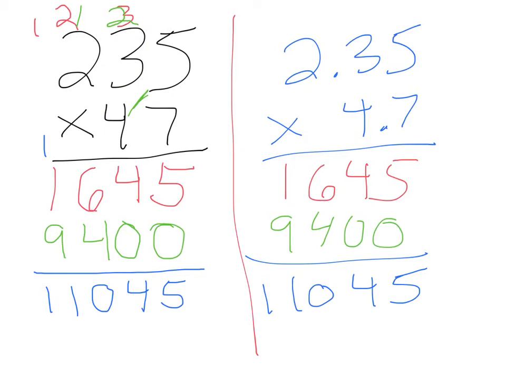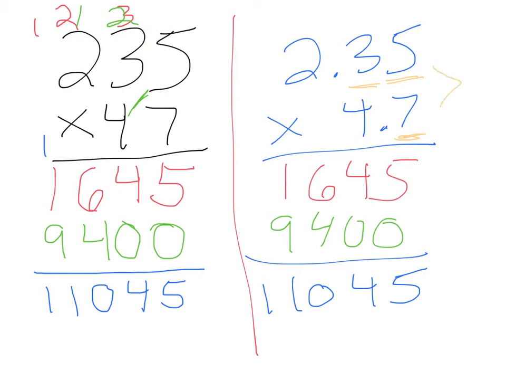How we do that is we go back up to our original problem. I simply count the number of decimal places that I had in that original problem, meaning to the right of the decimal. So for instance, in 2.35, there are 2 decimal places there. In 4.7, there's 1 decimal place there.